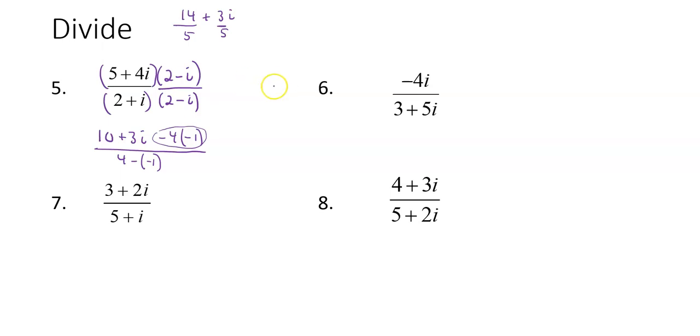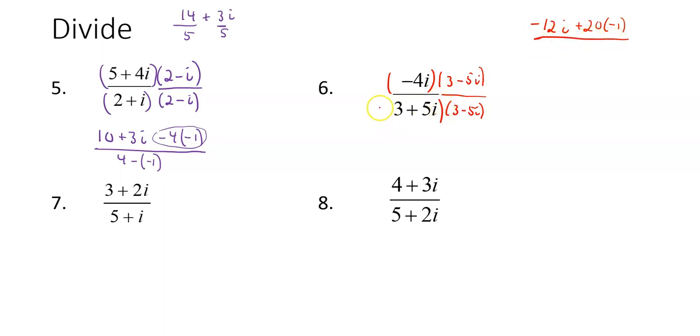All right, let's take a look at number 6. For number 6, we're going to do the complex conjugate again. So I'm going to multiply top and bottom by 3 minus 5i. So up on the top, negative 4i times 3 is negative 12i. Watch the second part. Negative 4 times negative 5 is positive 20. And then i times i is i squared, which I replace with a negative 1.